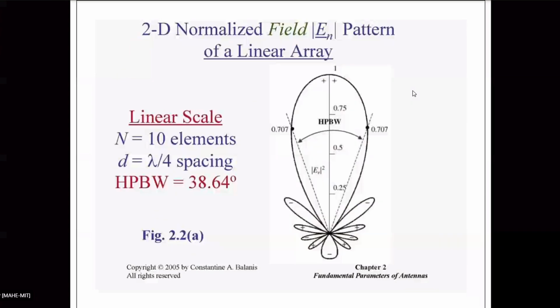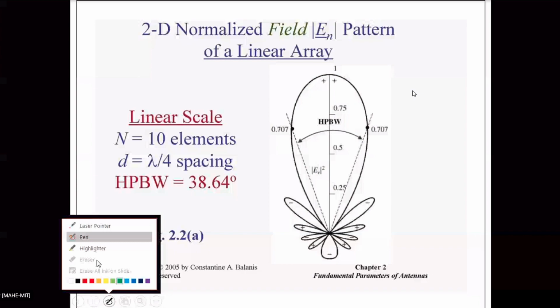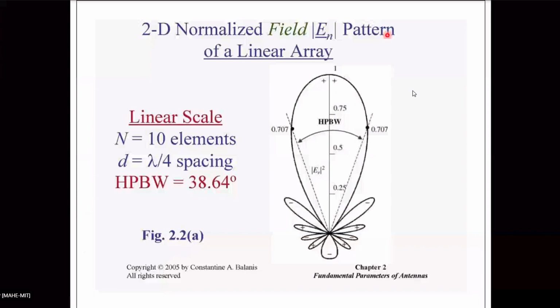So this is a typical pattern. A 2D normalized field pattern, EN, normalized pattern. So you can see here, this is EN, and the maximum value is 1. Okay, so here the half power beamwidth is shown, because it is EN. Half power points are 0.707 on either side of the maximum.